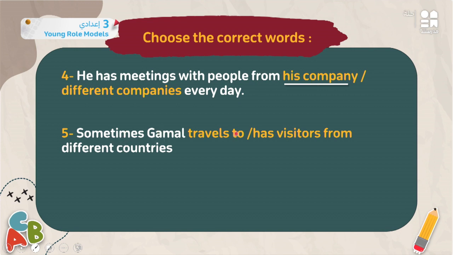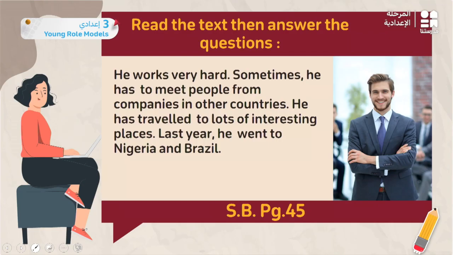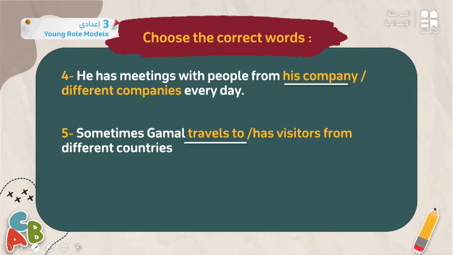Sometimes Jamal travels to or has visitors from different countries. هل هو بيسافر ولا هم بيقولوا زوار من الدول التانية؟ Sometimes he has to meet people from companies in other countries. And it says here he has traveled to lots of different and interesting places. So the answer is he travels too.